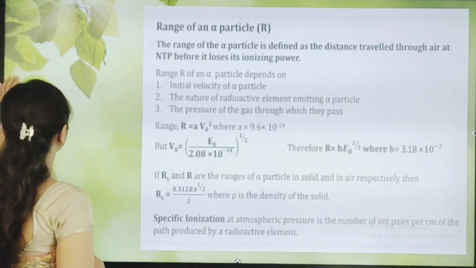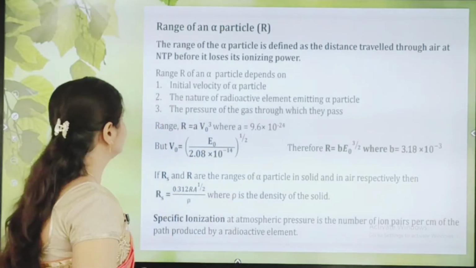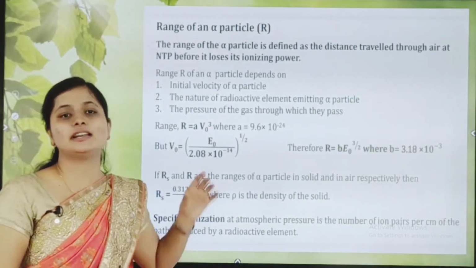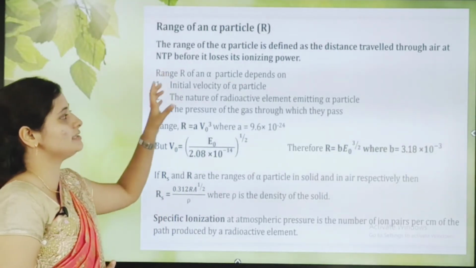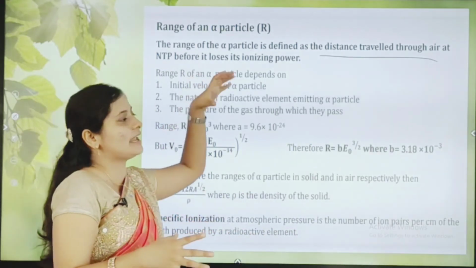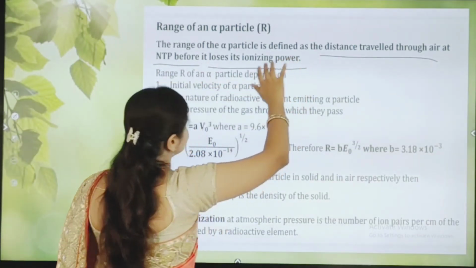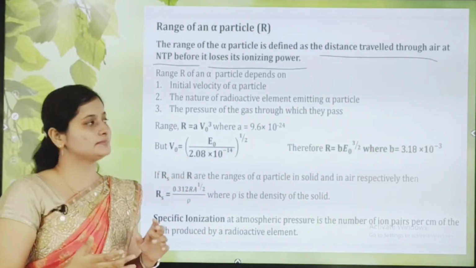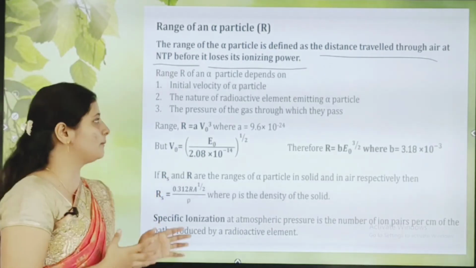So we'll move to the next, that is the range of an alpha particle, capital R. The range of the alpha particle is defined as, first they gave the definition of the range of an alpha particle. What does the range of an alpha particle mean? It is defined as the distance travelled through air at NTP before it loses its ionizing power.